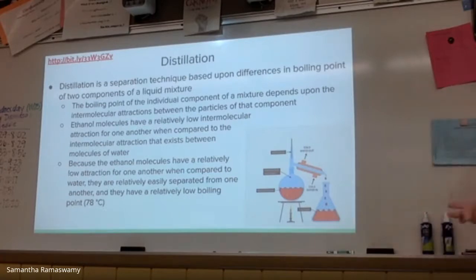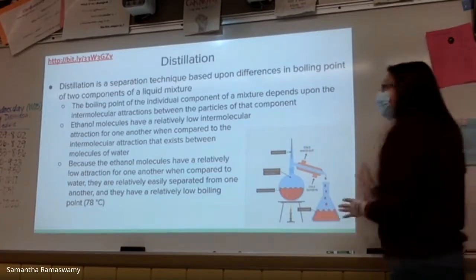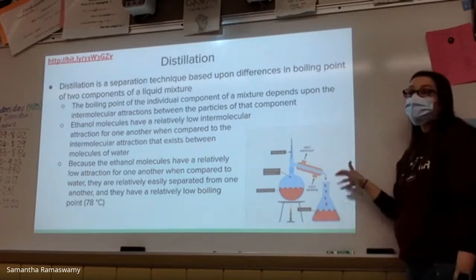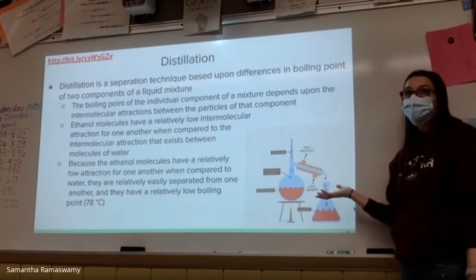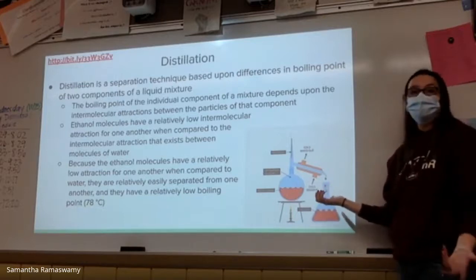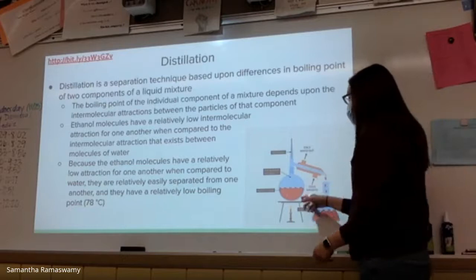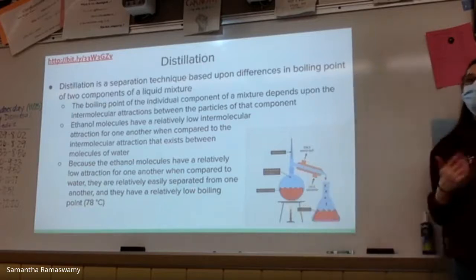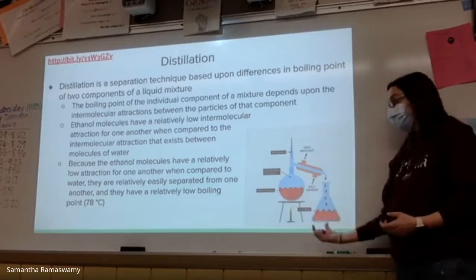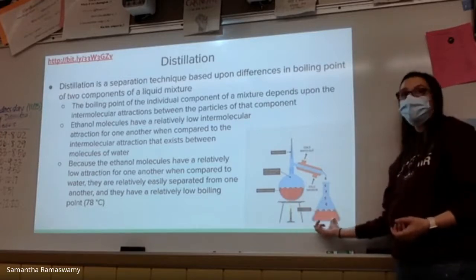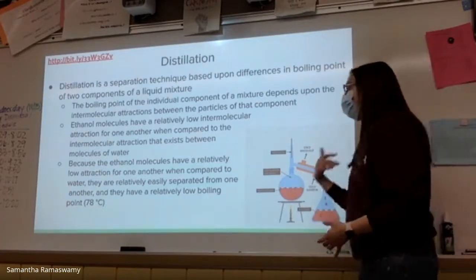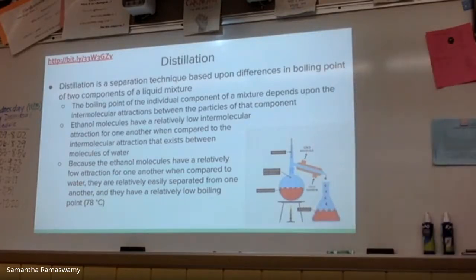So if you want to separate mixtures, a common example is an alcohol still, which uses ethanol to purify alcohol. What you can do is boil off the ethanol, which has a lower boiling point, collect it, and then you're left with the water and the purified ethanol. So that's exactly how a still works. And it's all based on the intermolecular forces.